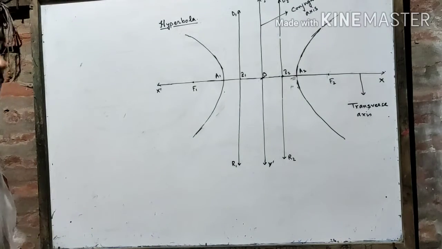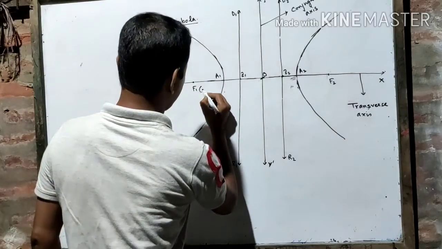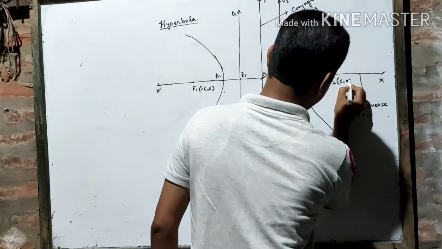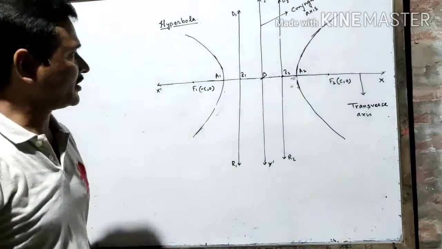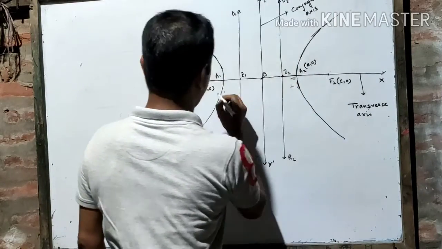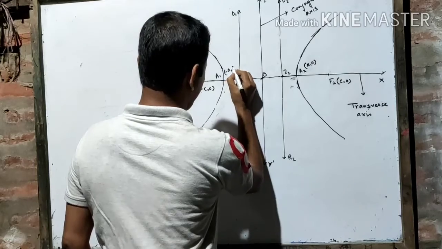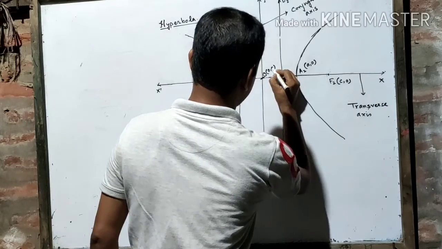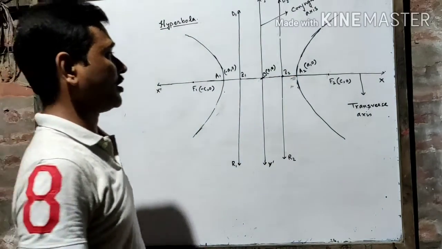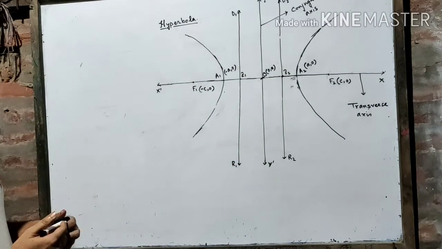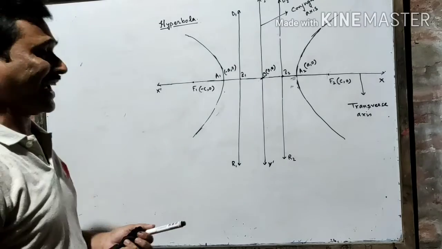Now let us define the parameters. Just like ellipse, the foci are plus minus c, 0. One is c, 0 and the other is minus c, 0. Coordinates of the vertices: one is a, 0 and the other is minus a, 0. Coordinates of the center: 0, 0. Now let us move on to the lengths.